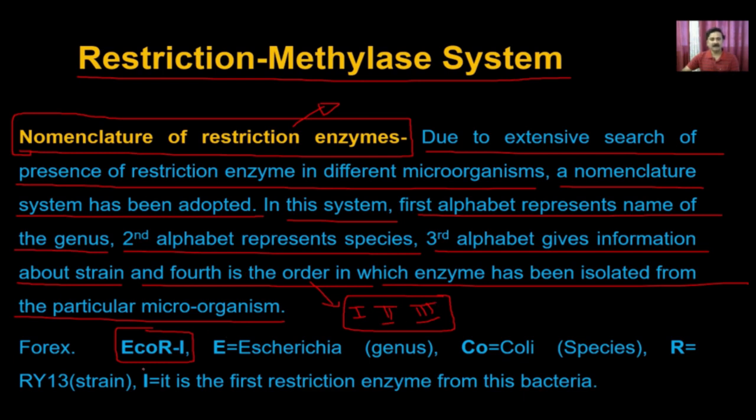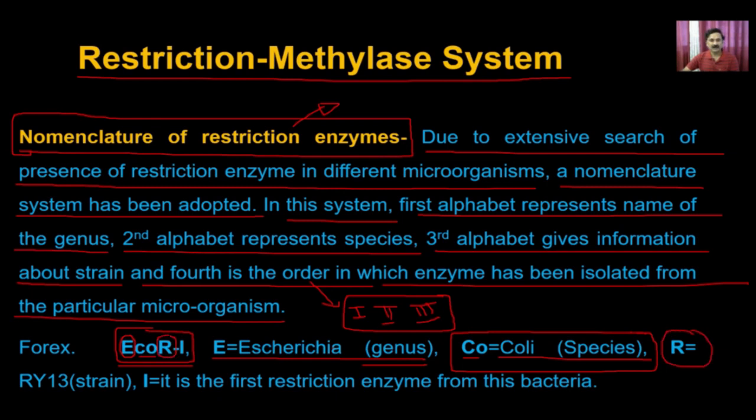So for example, we are talking about EcoR1. In this case, you have the E. So E is Escherichia, which is actually the genus of that particular bacterium. Then you have the CO. The CO corresponds to coli, which is actually the species of that particular bacterial strain. And then you have the R. So R corresponds to the strain.